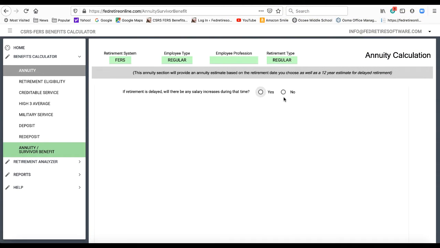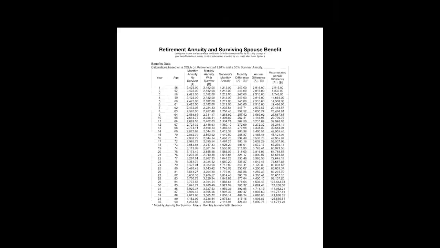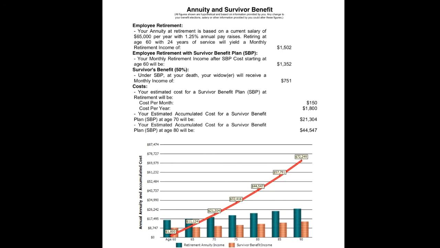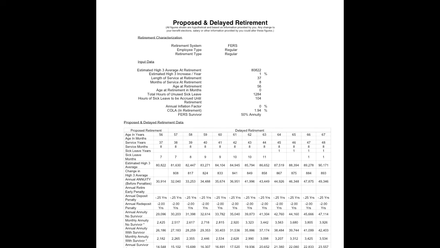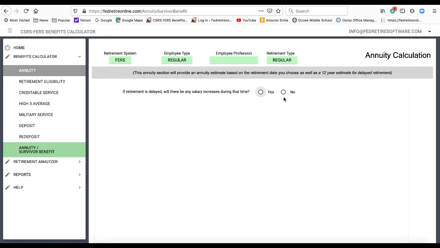Before we begin, it's important to know that the data on this form splits out into 3 separate reports. One is the annuity report, the second is the survivor benefit report, and the third is the delayed retirement report. Alright, now let's get started.